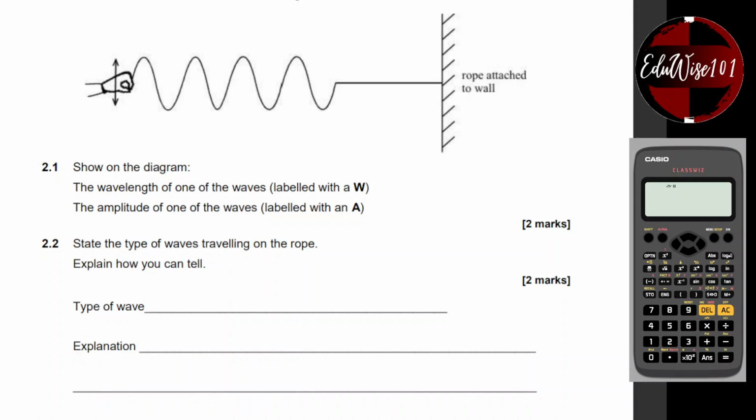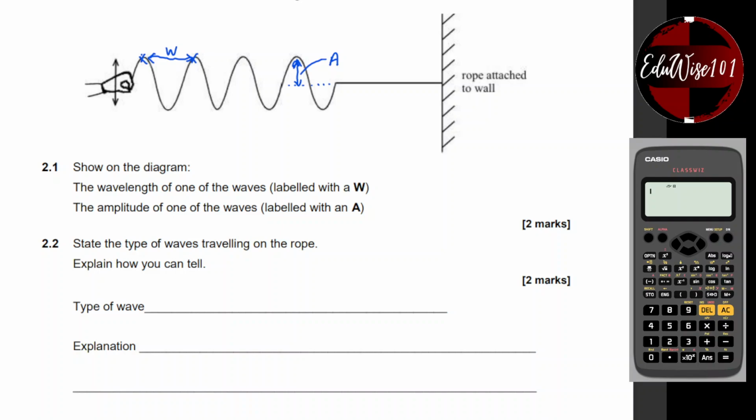Question number 2. Figure 2 shows some waves traveling along a rope. Show on the diagram the wavelength of one of the waves labeled with a W. So wavelength is labeled from peak to peak. So from this peak to there, and you show it with an arrow pointing there. And the amplitude of one of the waves, so amplitude should be from the middle. So if I extend that, amplitude will be from the peak to the midpoint. That's amplitude.